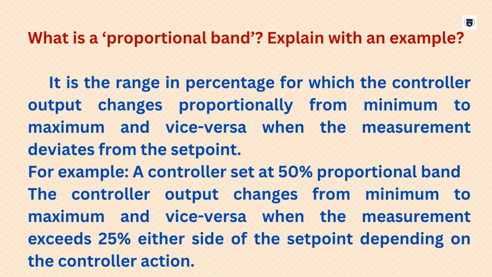What is a proportional band? Explain with an example. It is the range in percentage for which the controller output changes proportionally from minimum to maximum and vice versa when the measurement deviates from the set point. For example, a controller set at 50% proportional band: the controller output changes from minimum to maximum and vice versa when the measurement exceeds 25% either side of the set point depending on the controller action.